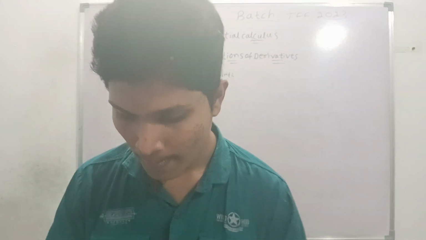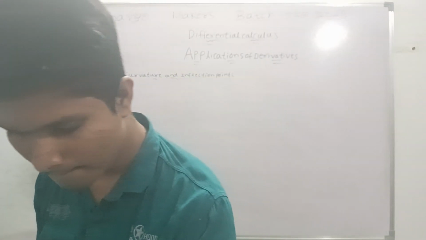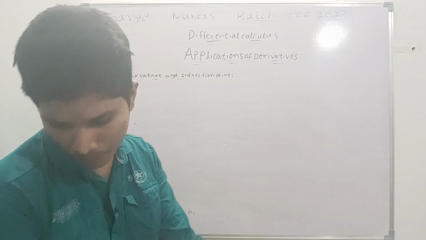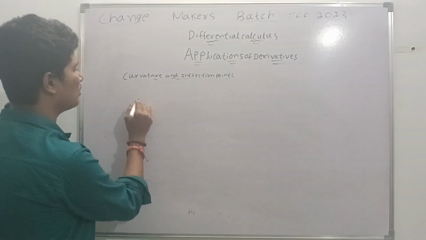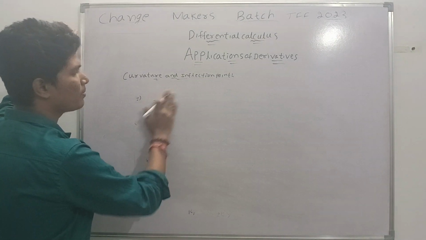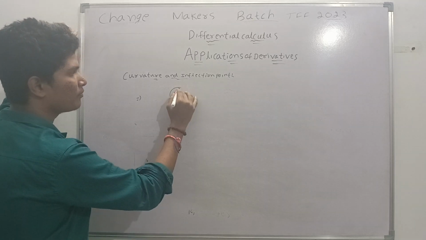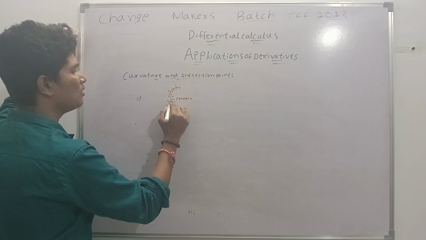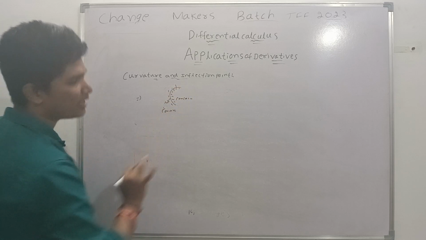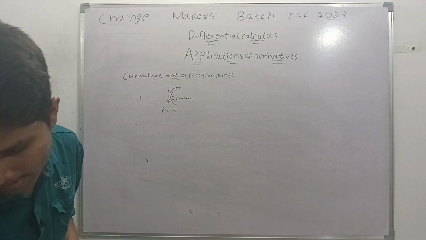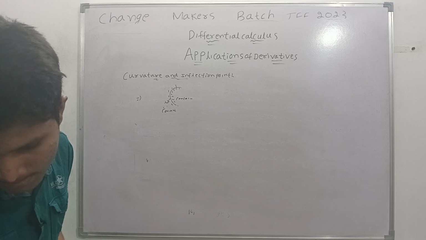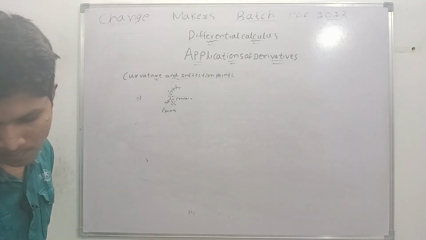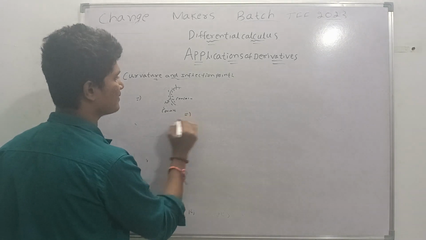Curvature and inflection point. So basically, in the lower classes you already learned: suppose it is a mirror, what is this inside? Concave. What is this? Convex. You already know these things. So let's discuss this.